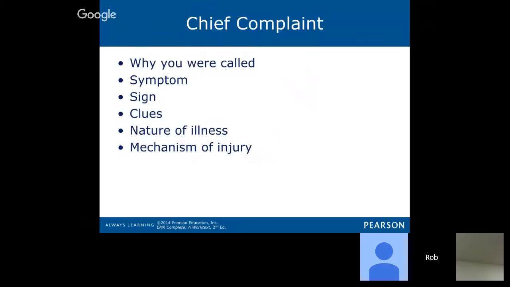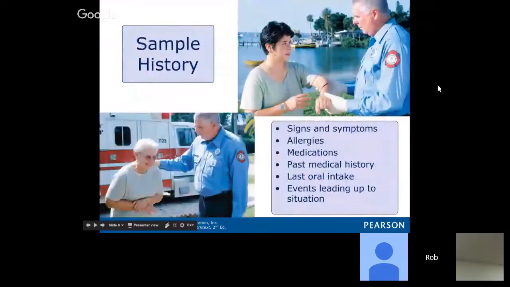So chief complaint, why were you called? Symptoms, signs, clues, nature of illness, mechanism of injury. I thought we already went over chief complaint. Yeah, but it's in this chapter too. This one says the main problem. The main problem the patient is experiencing, why the patient called you today, is a chief complaint. That's what I was told. That's why it's on the test. I know, right?